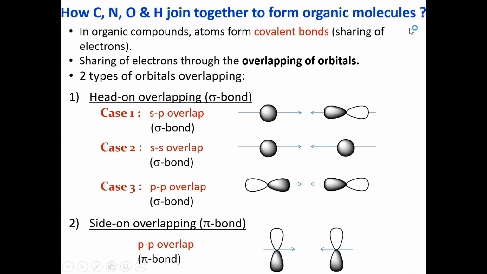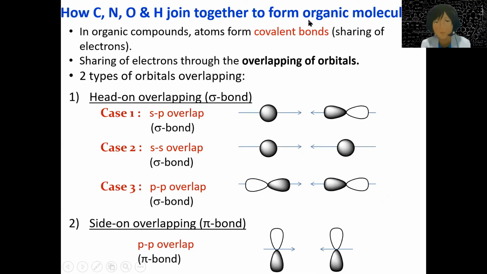Okay, so in organic compounds, the atoms form covalent bonds, which is the sharing of electrons through the overlapping of orbitals. There are two types of orbital overlapping. I must say, just now the video actually gave additional information on what we are going to learn next. So we have two types of overlapping.